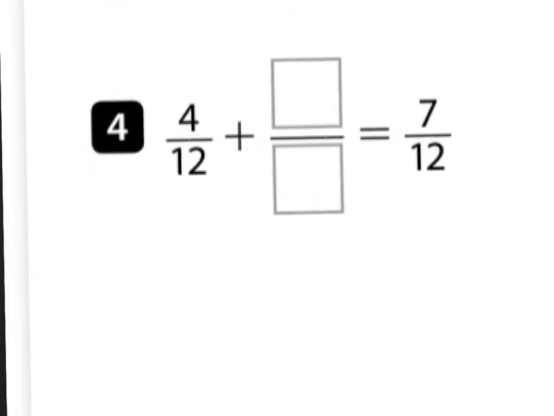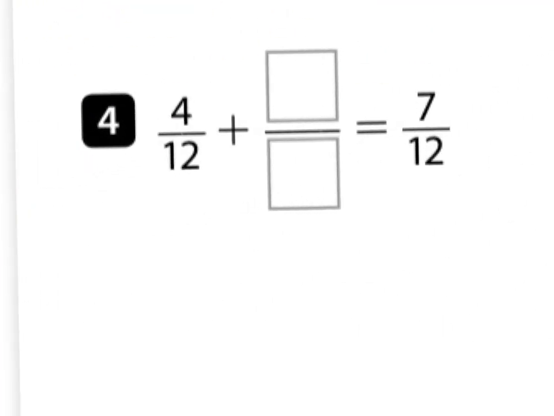Alright guys, number 4. 4/12 plus blank equals 7/12. Alright guys, so let's go ahead and find out what goes in our blanks.